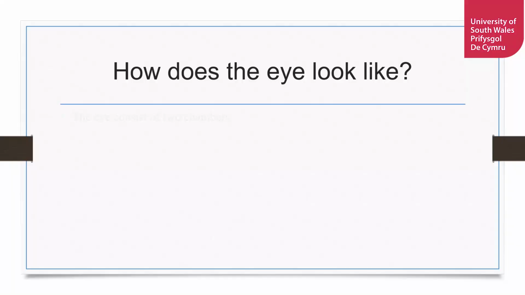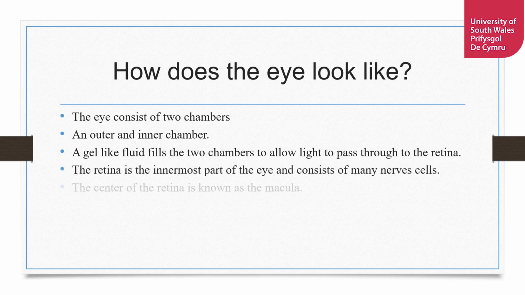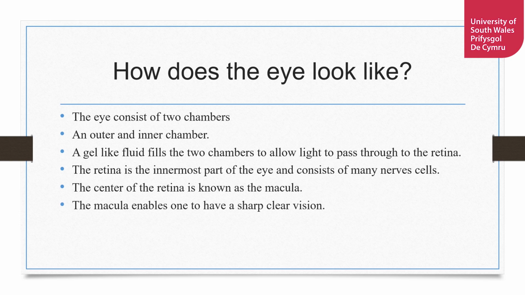Let's now talk about the structure of the eye. How does the eye look like? The eye consists of two chambers, an inner and outer chamber. A gel-like fluid fills the two chambers to allow light to pass through to the retina for clear vision. The center of the retina is known as the macula. The macula enables one to have a sharp, clear vision.